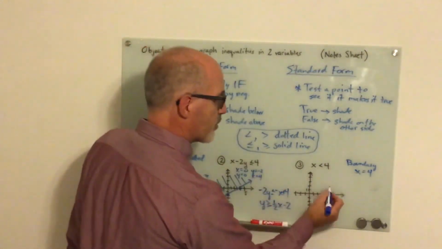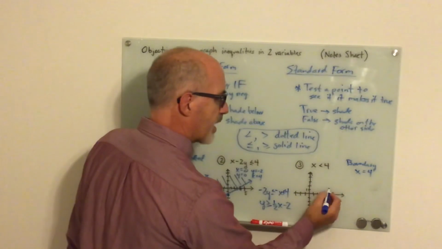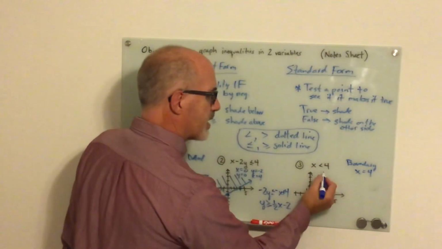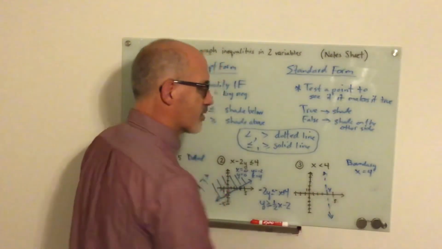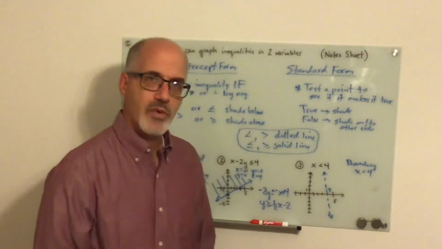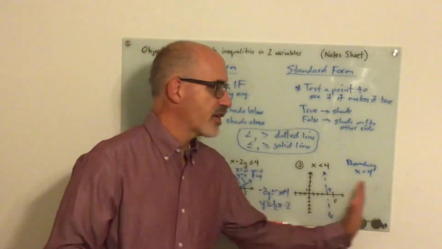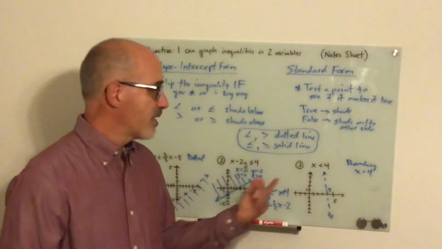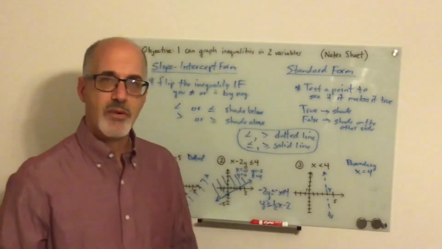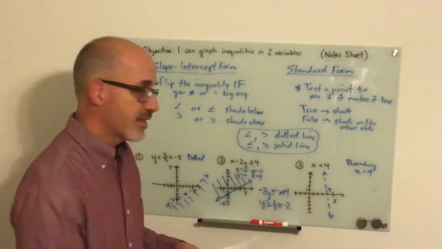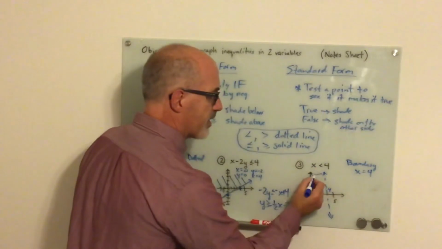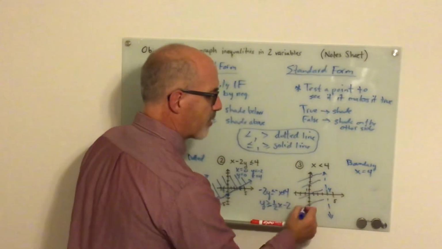And so x equals 4 is going to be straight up here at x equals 4. I'm going to do a dotted line because it's not or equal to. So vertical line there at x equals 4. Now I've got to decide whether I shade to the right or to the left. Well, it kind of makes sense in this format that all the x's less than 4 are to the left. And so I'm going to shade over on this side of my boundary line.